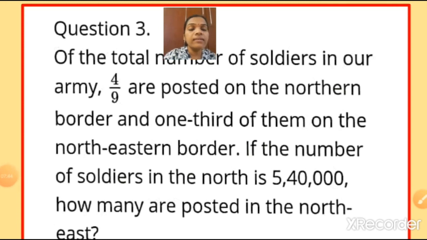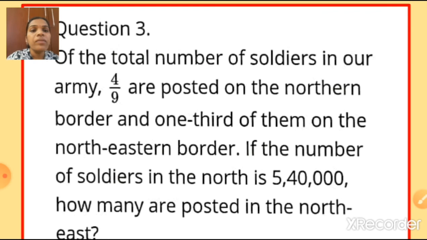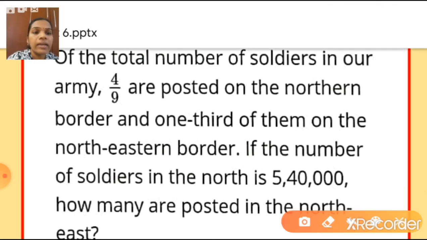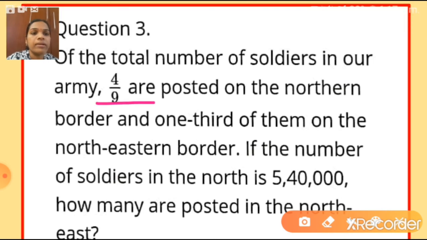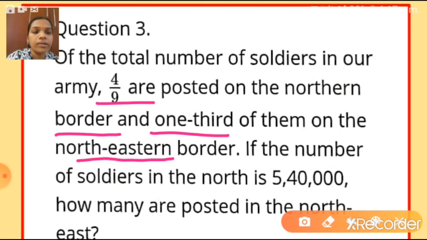So children, see here, the third question. This is also again a word sum. Of the total number of soldiers in our army, 4 upon 9 are posted on the northern border. And 1/3 of them, that means 1 upon 3 of them, on the northeastern border. If the number of soldiers in the north is 5,40,000, how many are posted in the northeast region?